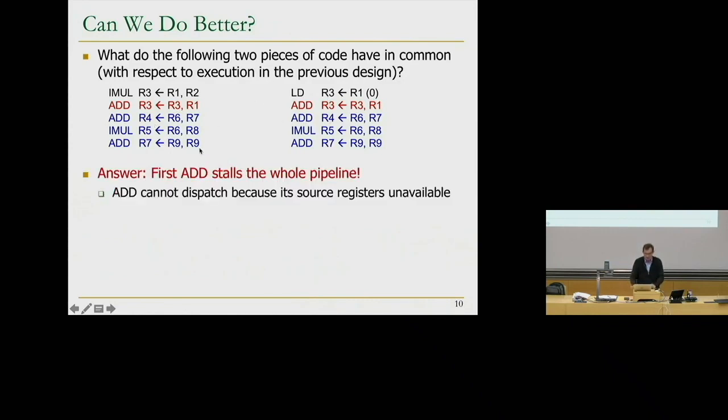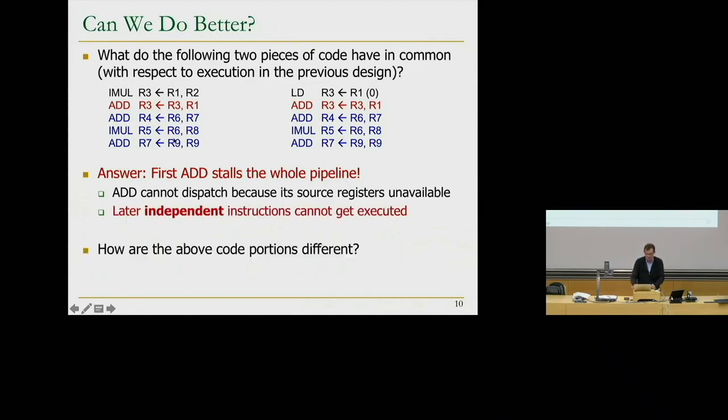So okay, basically the first add stalls the pipeline in both of these pieces of code, that's what they have in common. An add cannot dispatch because its source register, I shouldn't say registers, it's just one register over here because R1 is assumed to be available, is unavailable. As a result, these later independent instructions, the blue ones, cannot get executed, and you lose performance.